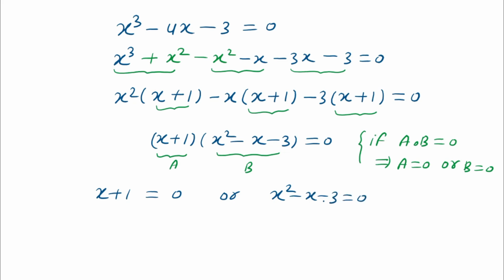Then the value of x is equal to minus 1, or this is a quadratic equation and here we will talk about only real solutions. So first we will check the discriminant of this quadratic. Here the quadratic equation is x^2 minus x minus 3 equals 0. The value of a is 1, the value of b is minus 1, and the value of c is minus 3.